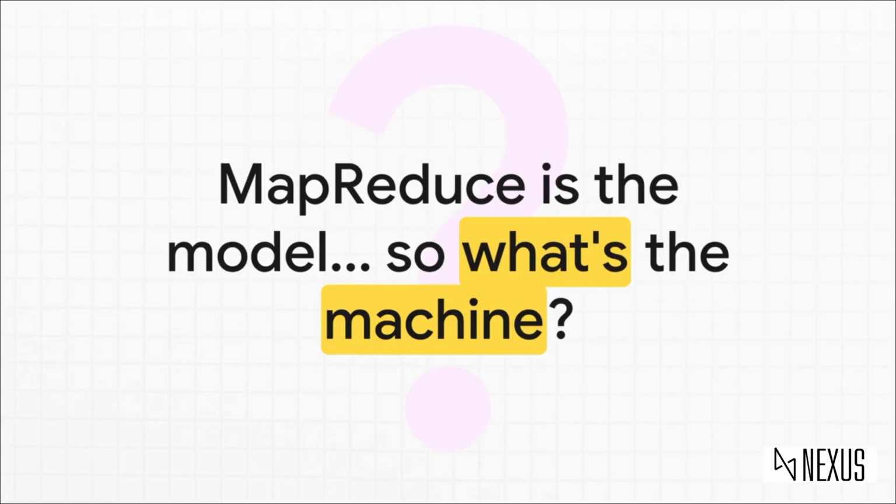And that leaves us with this one big question. If MapReduce is the model, what's the machine? What is the real-world open-source kitchen that was built to actually use this recipe at a massive scale?